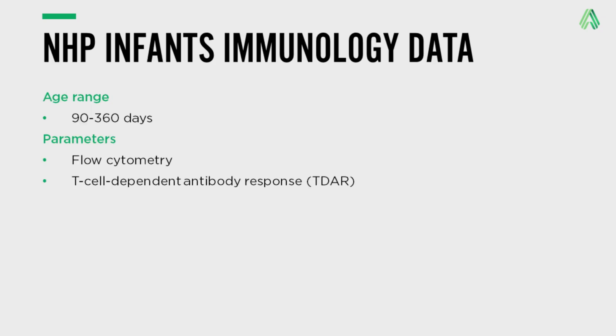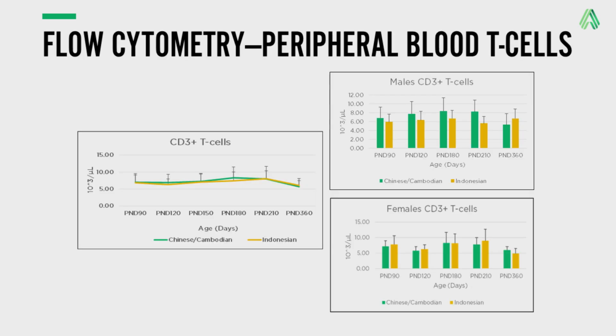So let's take a quick look at the available immunology data that we have reviewed for this presentation. We have looked at data from animals that were 90 days to about a year old. Specifically, we looked at flow cytometry and T cell dependent antibody responses. As you can see on the slide, the CD3 T cell population in animals of varying age groups from 90 days to about 360 days is very consistent, and that's across both males and females.